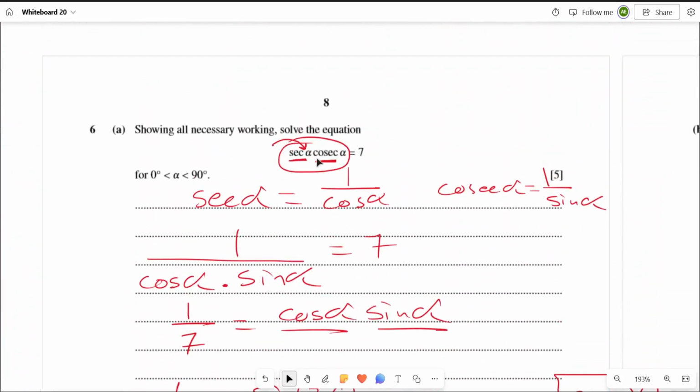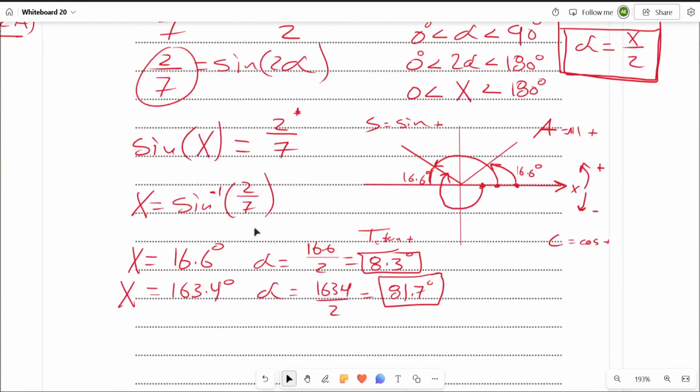So you put secant 8.3 times cosecant 8.3, or if you want it in terms of cosine and sine, you do 1 over cosine 8.3 times sine 8.3. Let's double check. So 1 over cosine 8.3 times sine 8.3. And if you put that in your calculator, your answer is going to be 7. That's how you know you've solved your questions and you've stayed within your range. Okay, the range is from 0 to 90, and our two values are within that range.